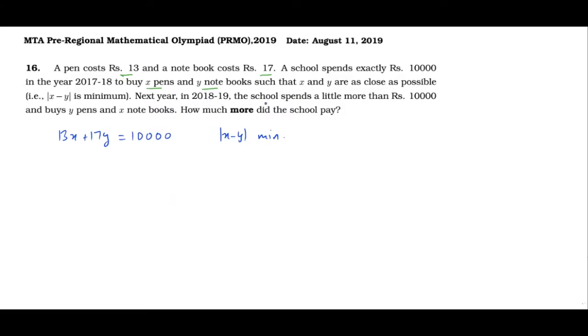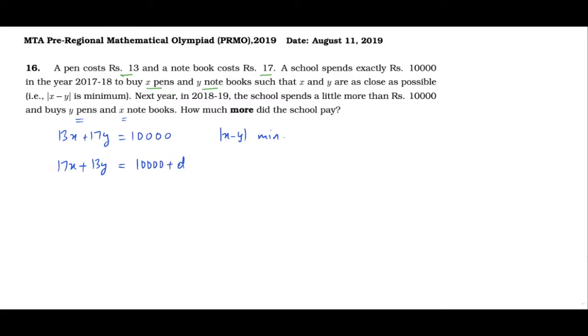In the next year, the school spends a little more than 10,000 rupees to buy y pens and x notebooks. So y pens at 13 rupees each plus x notebooks at 17 each. This is the total cost. It is said that this is slightly more than 10,000 rupees.